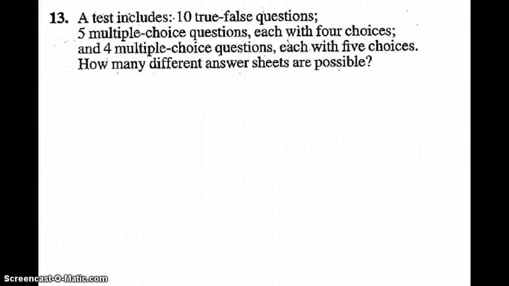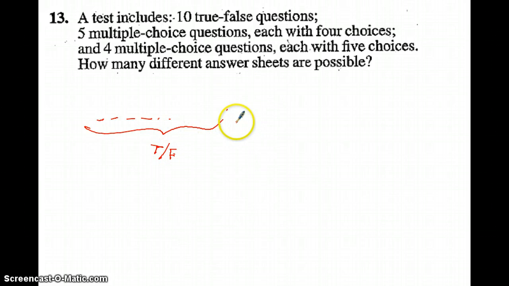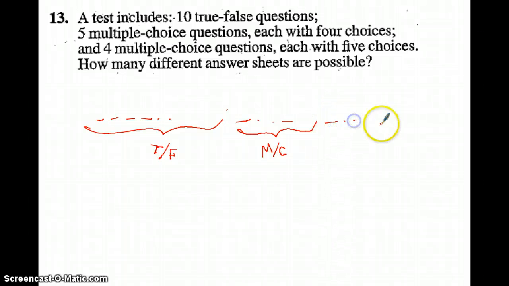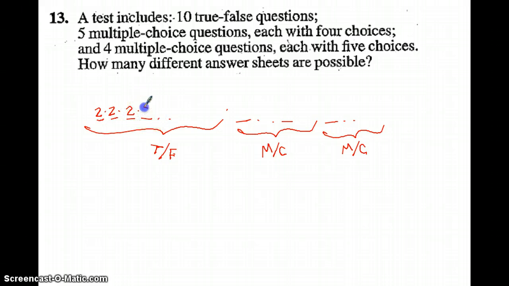This is the same kind of thing. How many ways are there to answer each question as you go through this? The first 10 are true, false. I'm not going to draw all those blanks. There's the true, false section. That's a T. And then after that, I can multiply. I have the 5 multiple choice questions. And those each have 4 possibilities. And then I have 4 multiple choice that have 5 choices. For the true false, there are 2 possibilities for each answer as I keep going through this. So this is going to be like 2 to the 10th power.